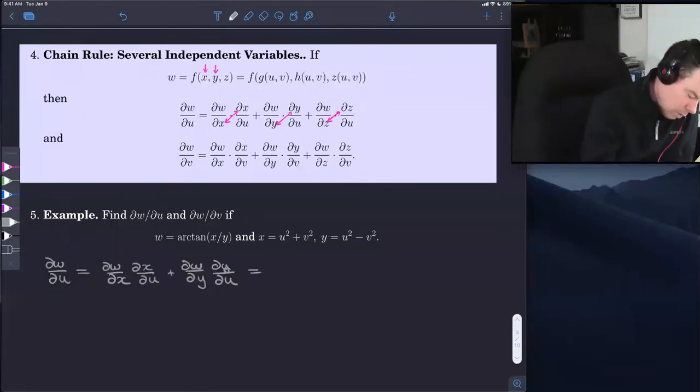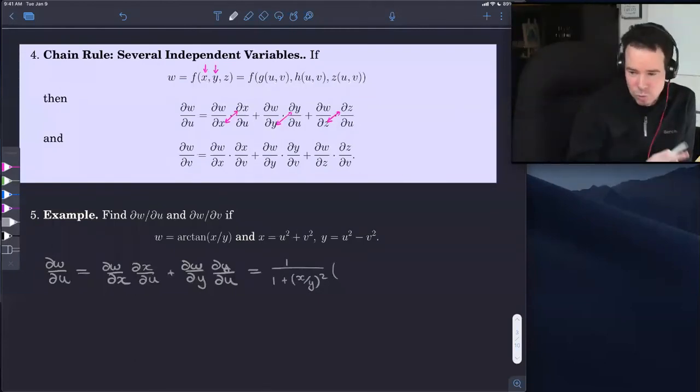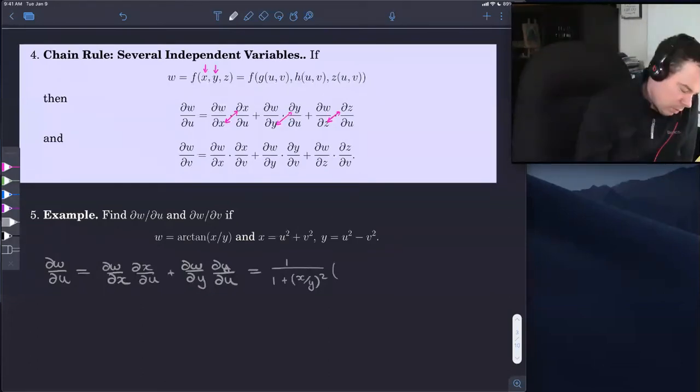So what is dw dx? That's a 1 over 1 plus x over y all squared times the derivative of the inside function. There's a chain rule here for the arctan. We're finding its partial with respect to x, treating y as a constant. So it's the derivative of the arctan, 1 over 1 plus whatever's inside squared, times the derivative of the inside function with respect to x. That's a 1 over y. That's our dw dx. Then we need to multiply by dx du. So that's multiplied by 2u.